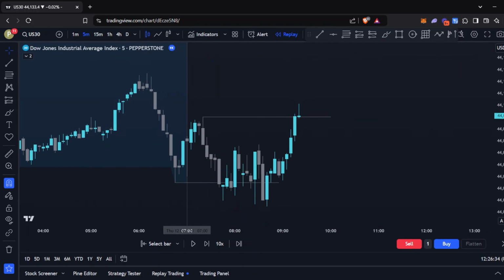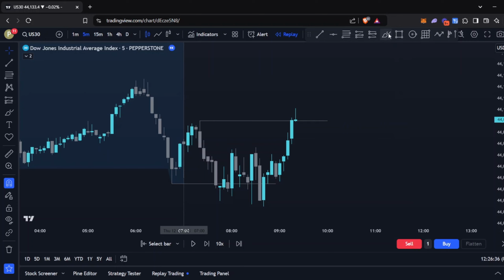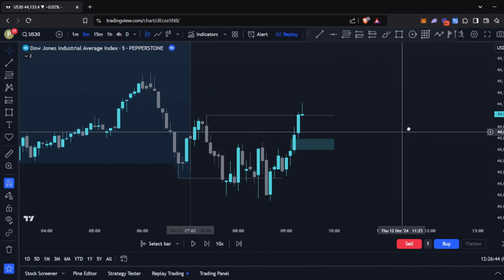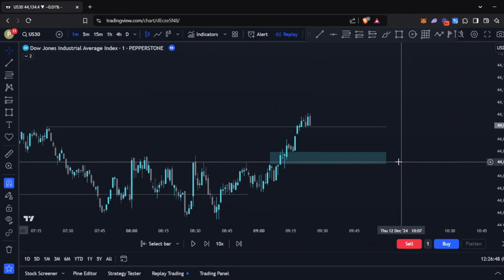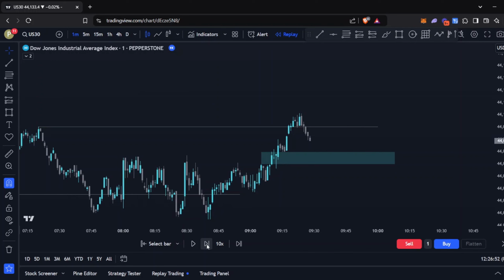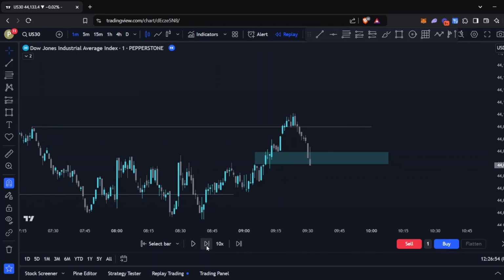So once we've seen all of that happening, we're going to identify that there was this displacement right here. Now, this is the displacement that caused that market structure shift. So once we've identified that, we're now going to drop down to the 1 minute. And once we drop down to the 1 minute, we're going to wait for price to come back and tap into that displacement as it does right there.